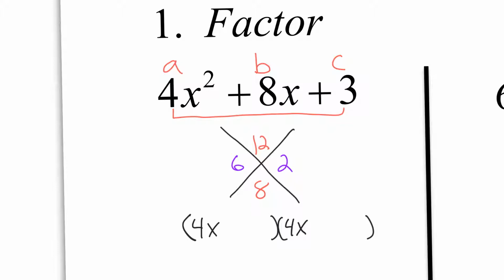Then you guys bring down your factors. So factor number 1, plus 6 here. Factor number 2, plus 2 over here. So that's your factors. Factor 1, factor 2.